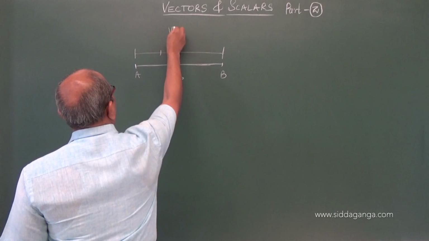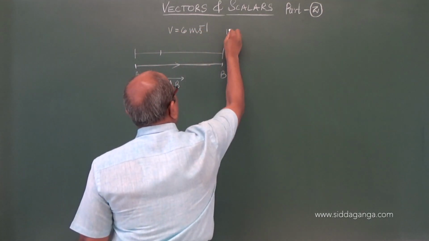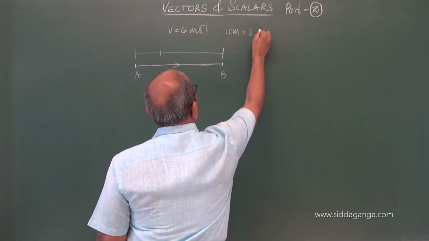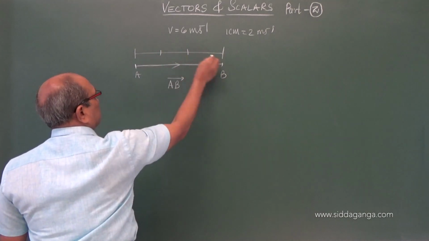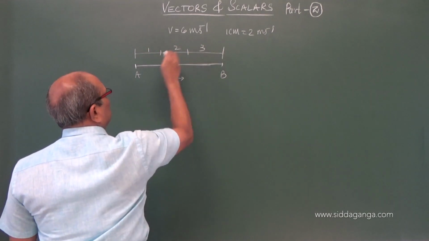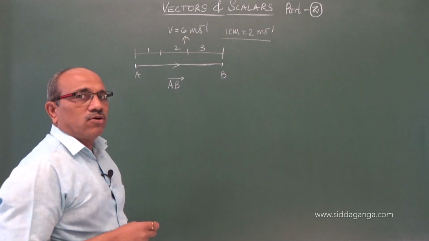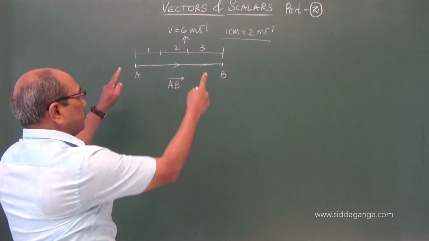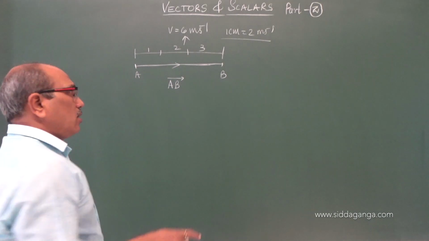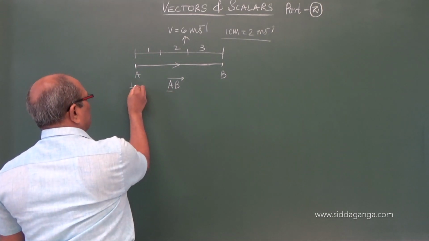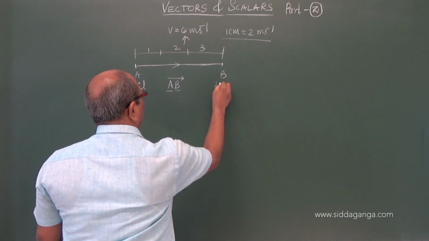If the velocity of a particle is 6 meter per second, and if I take 1 centimeter equal to 2 meter per second, then I can take a 3 centimeter length. This 1, 2, 3 centimeter length makes 6 meter per second under this scale. That is what I call an appropriate scale. We take the magnitude. Direction is given by this arrow mark. A represents the tail, the starting point of that. The end point is represented by the tip.